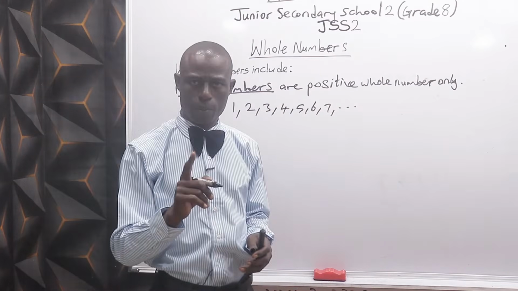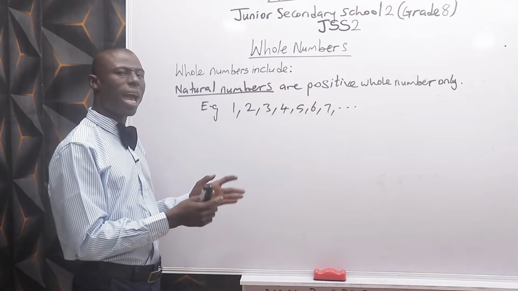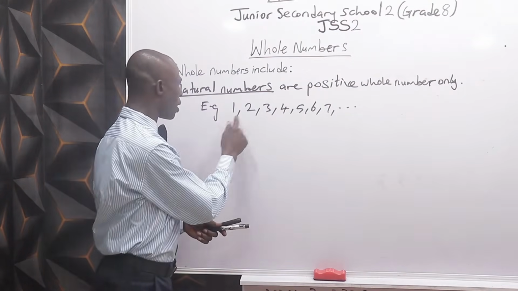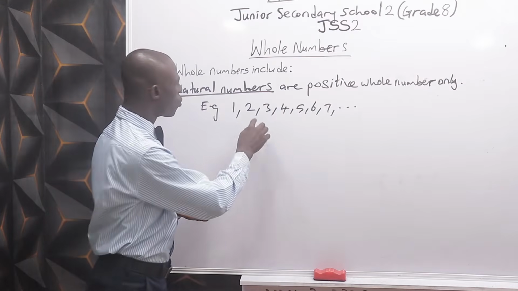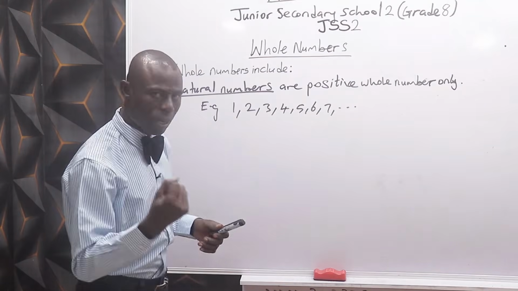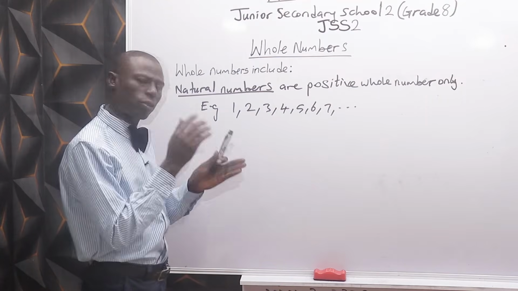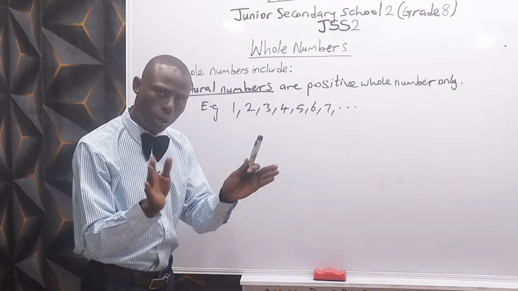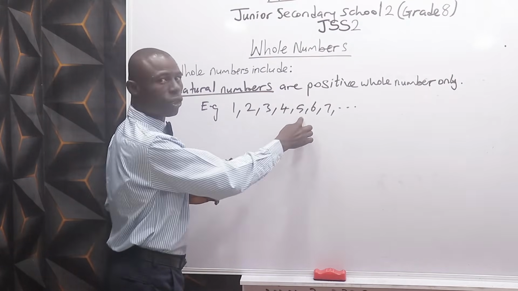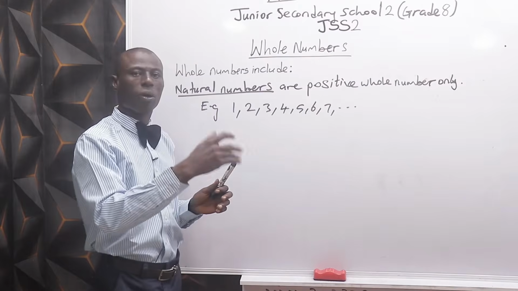Something must be noted. In between any two consecutive natural numbers, the difference is 1. Between 1 and 2, the difference is 1. Between 2 and 3, the difference is 1. Between 3 and 4, the difference is 1. The word consecutive means following each other closely. Two consecutive numbers are two numbers that follow each other closely. 1 and 2, 2 and 3, not 3 and 5. You have jumped 1. In that case, it must be 3 and 4, 4 and 5. That is what we mean by consecutive.